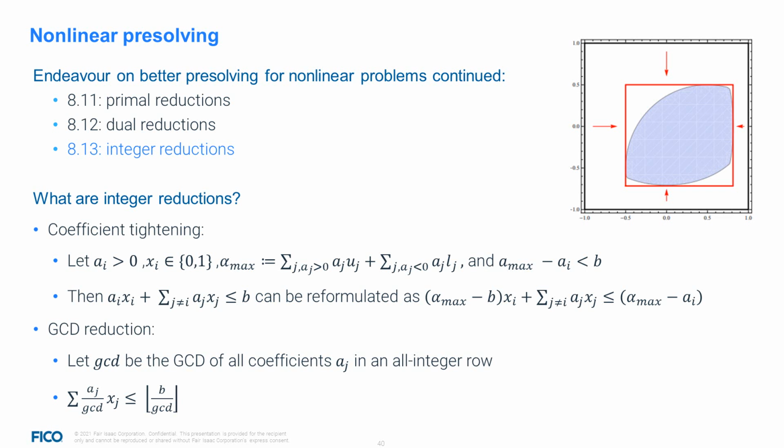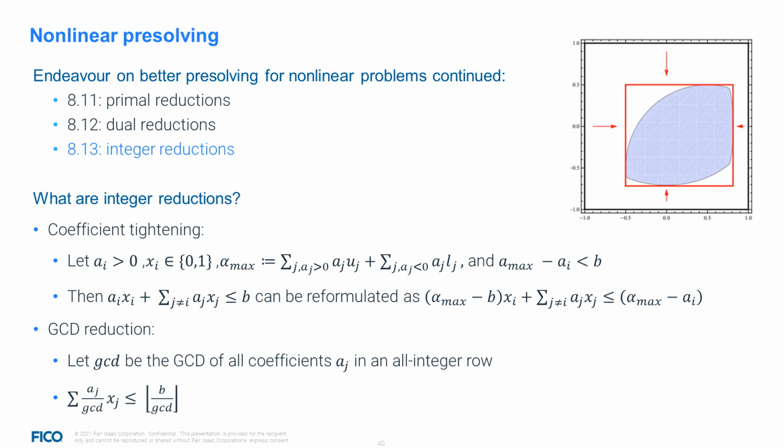And the other example is a GCD reduction. If all coefficients in a row with all variables being integers share a common divisor, then we can clearly divide this row by the common divisor and we'll still get a valid row. The interesting bit is when the right-hand side is not divisible by the GCD. In this case, we can validly round it down, thereby strengthening the constraint.